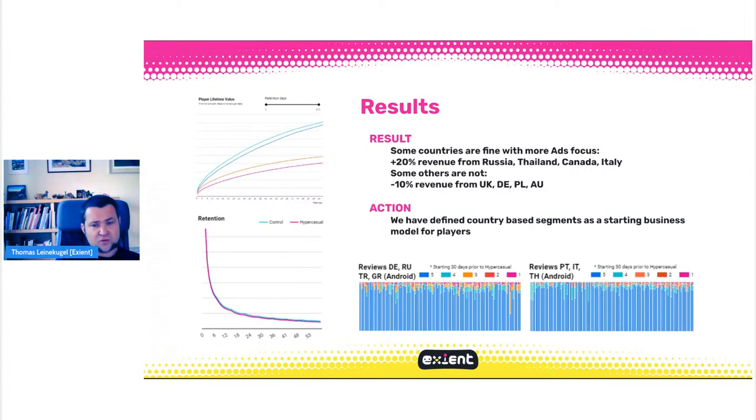So from there, how do you get the best of both worlds? We could define it thanks to the segments in the backend. Now that we have analyzed that, we can say, by default, if you are coming from those countries, your first business model will be with ads. If you are coming from those other countries, the default business model will be without ads. And of course, this is something you can change with time. If some player at some point becomes a spender, then we can change his business model and offer something that is better and tailored for him again.